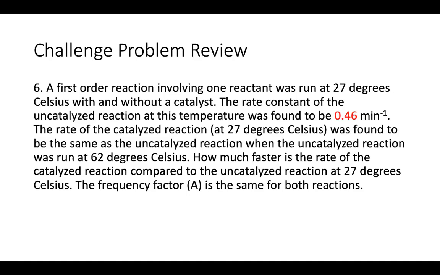Okay, and so we're told that we have a first order reaction that has a single reactant and it's run at 27 degrees Celsius with and without a catalyst. Now you're told that when you run this without a catalyst, your rate constant is 0.46, right? That's the number I had to edit. If you did 1.46, it wouldn't have worked. So I'm sorry about that.